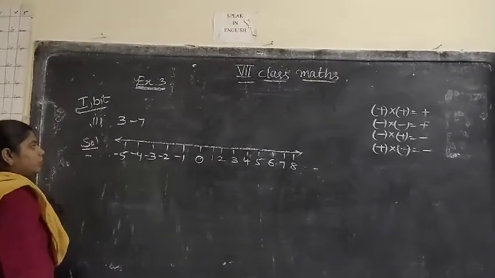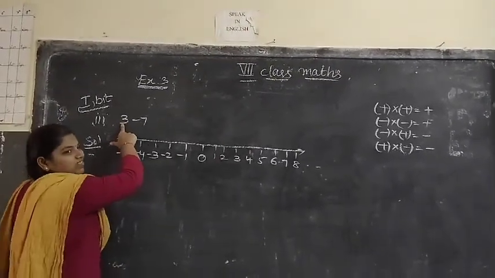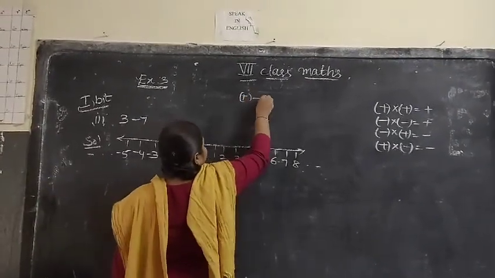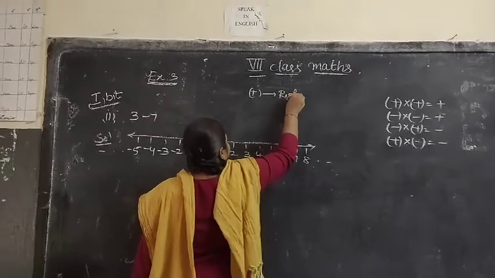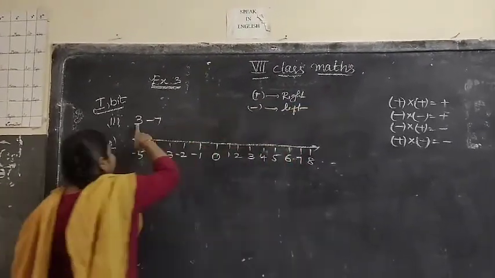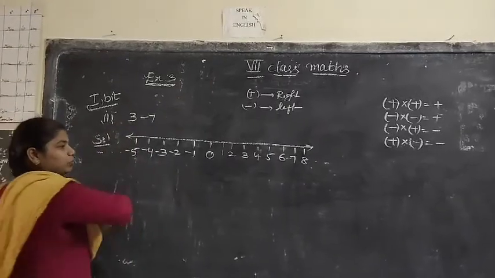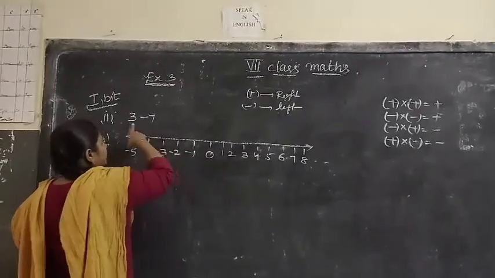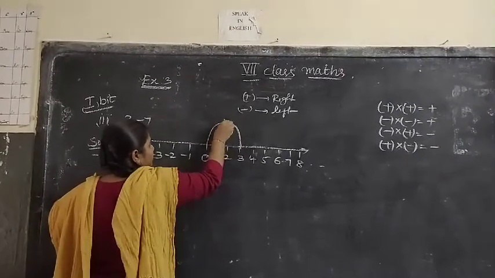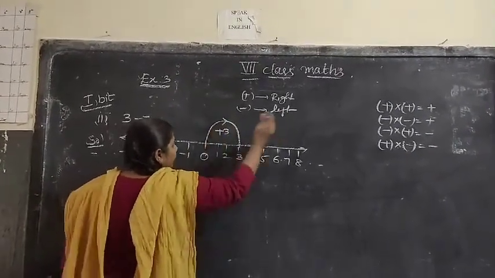And so on. So what is the first number here? First number is 3. 3 is a positive number. Already I told you that if it is a positive number, we have to move to the right side, and if it is a negative number, we have to move to the left side. So 3 is positive, so we move right. How many times? 3 times, starting from 0 to 3. This is plus 3, I have moved to the right side.